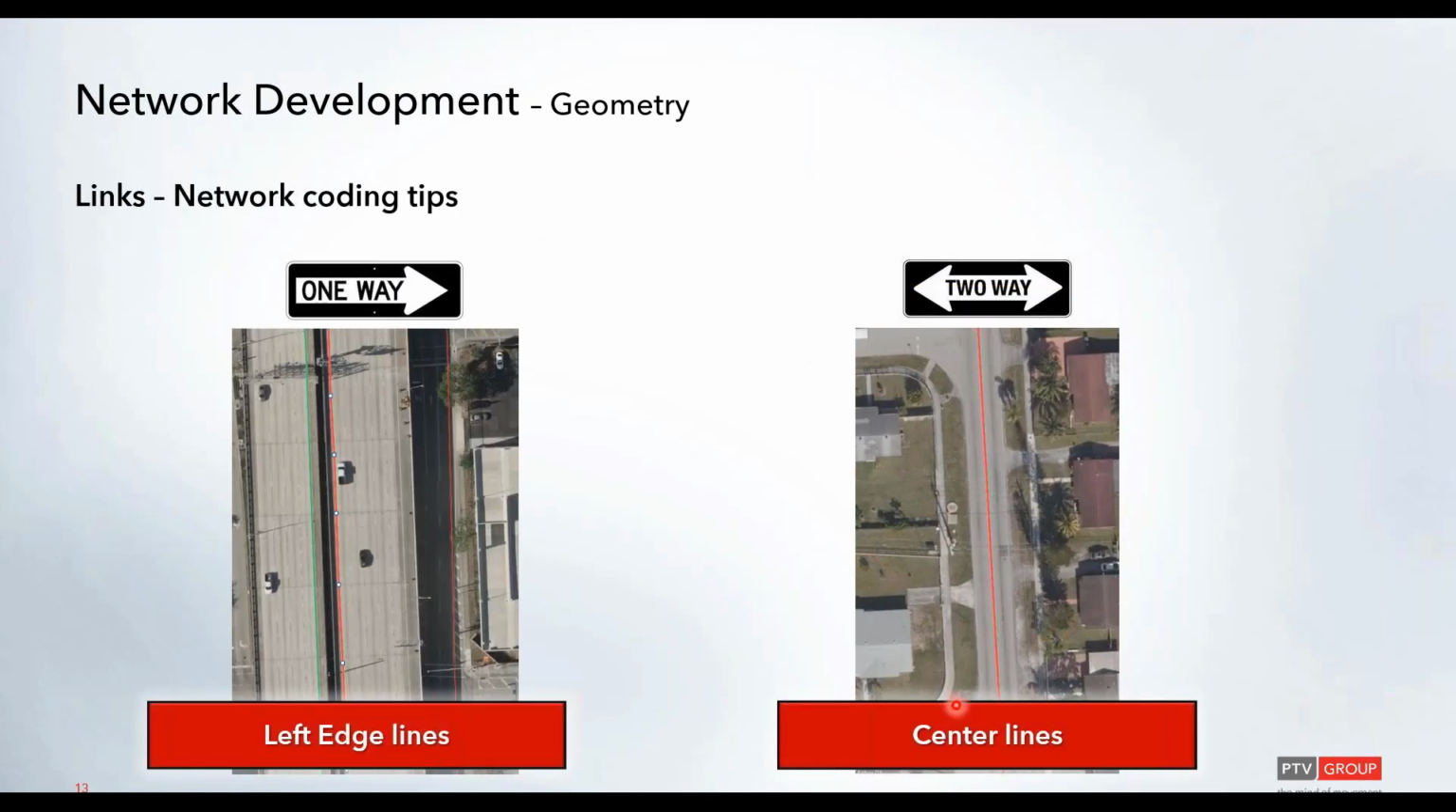Here's a little tip. In most cases, when you are modeling a two-way link, you can follow along the center line of the roadway. However, if you are trying to model one-way roadways, such as freeways or boulevards where both directions are completely separated and you want to model them with two separate links, one for each direction, then you'll need to move your links to follow along the left edge line, so that together they still form the center line of the entire roadway. We're going to check on this as well.